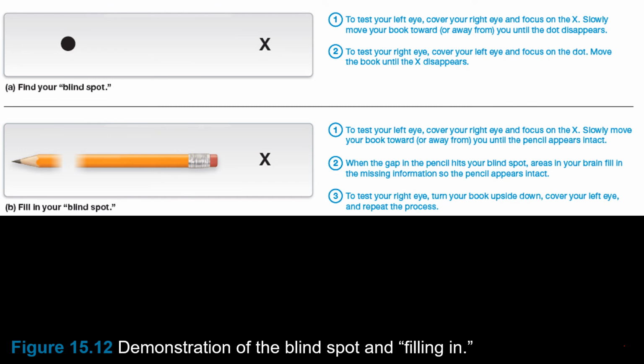And so this is that image I was talking about. If you want, you can pause it and follow the directions. As you get closer, you'll either notice the dot will disappear, or as you get closer to the X on the bottom, you'll notice that the pencil actually appears connected. And so that is you putting that visual information directly in front of the blind spot, and your brain is just connecting that image.